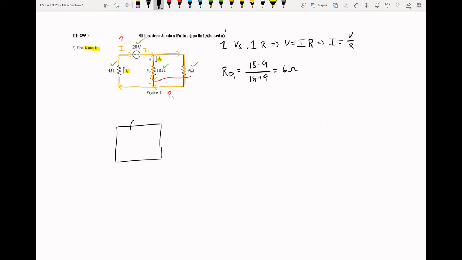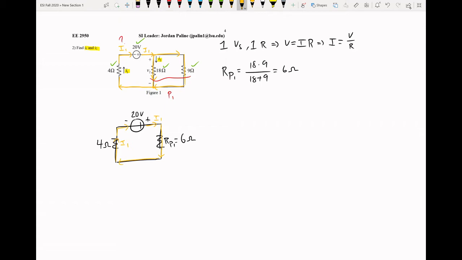Okay. So if we go ahead and redraw our circuit, plus minus 20 volts. This is R parallel 1, which is equal to 6 ohms. Over here, this was 4 ohms. Okay, and we see now that I1 is going that way, and we still have I1 over here. So we have I1 just circulating throughout this one loop.